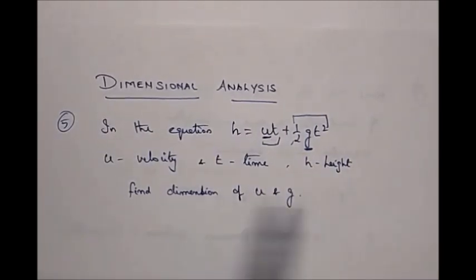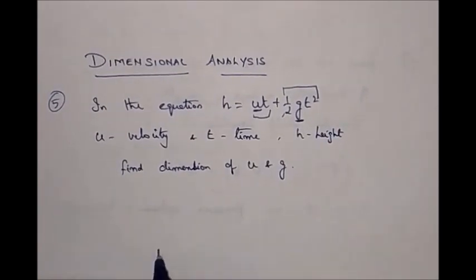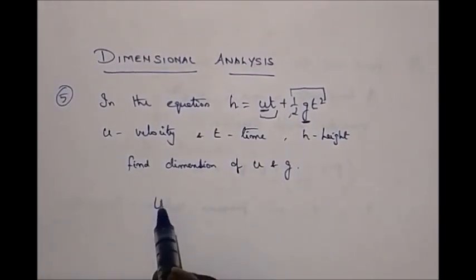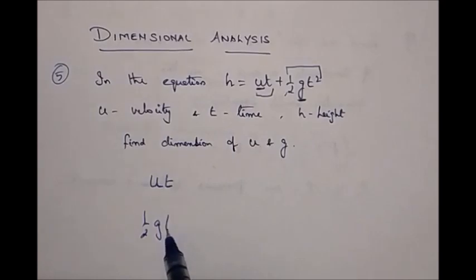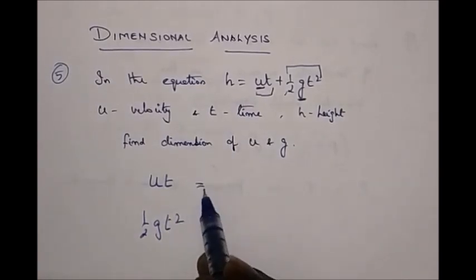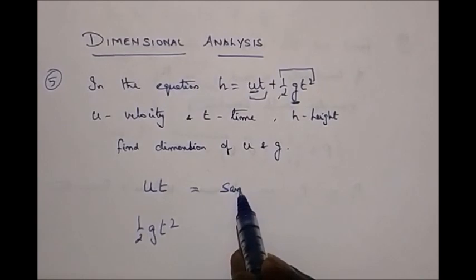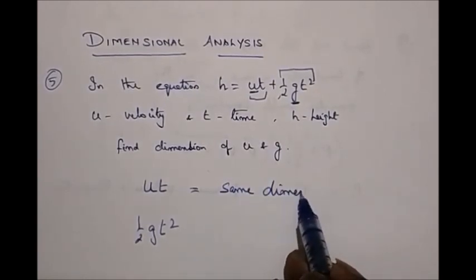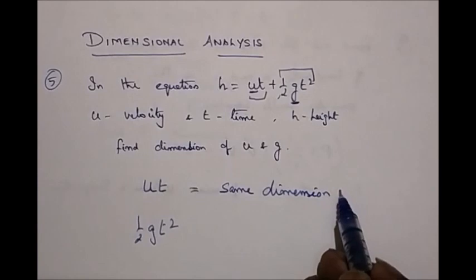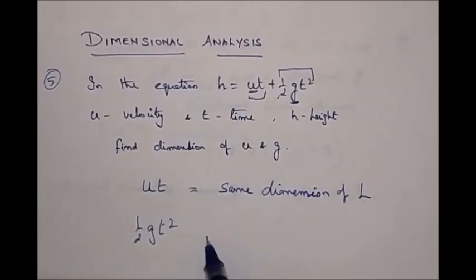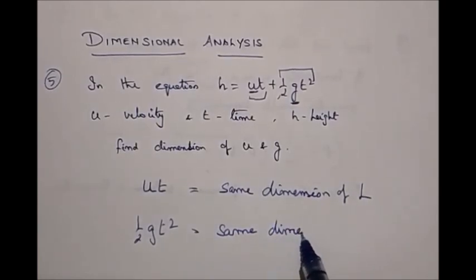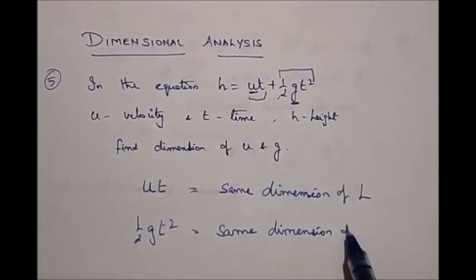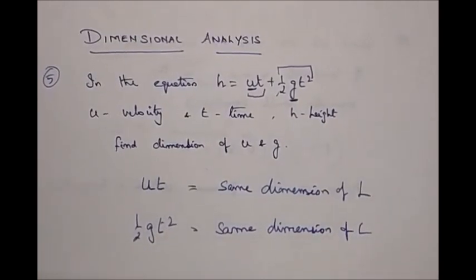So keeping that as a basic idea for us, we find here ut as one of the identities, and the next one, half g t square, is the other identity. This should have the same dimension of length. This should also have the same dimension of length. It's very straight and clear for us.